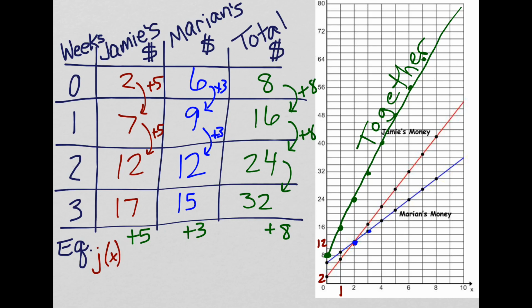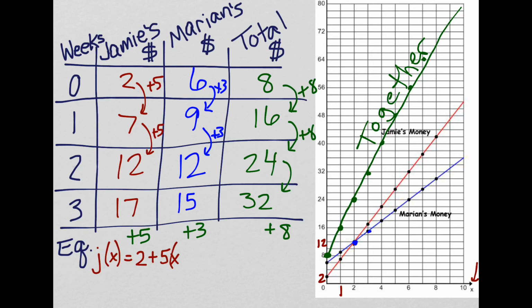We've got x is time. It's even labeled down there as being x. And then j of x will represent Jamie's money. So j of x is going to equal, in the beginning she had $2, and she was adding 5 every week. Okay?